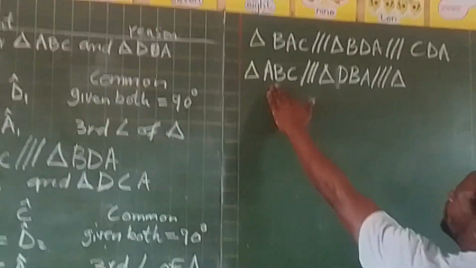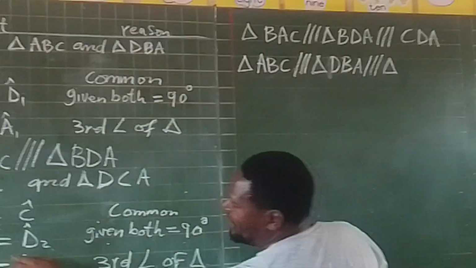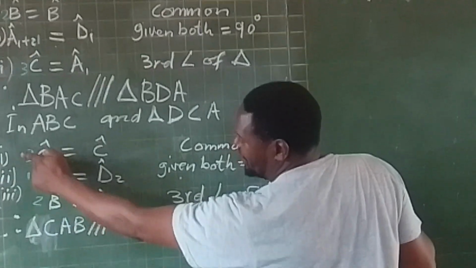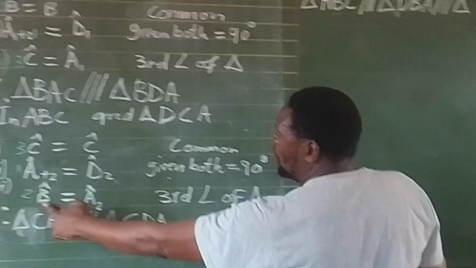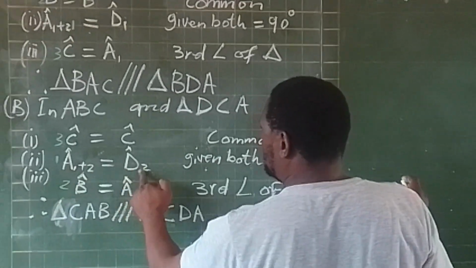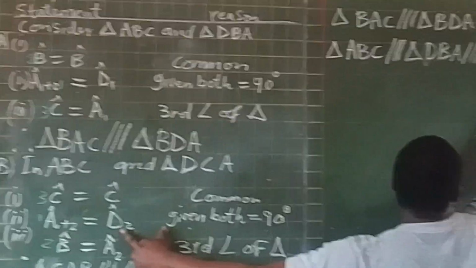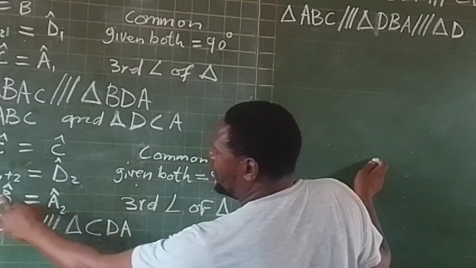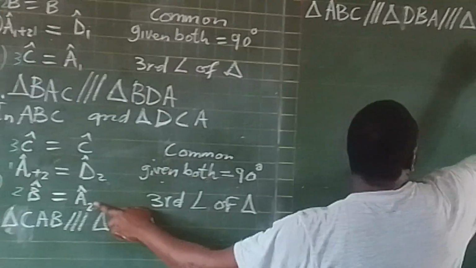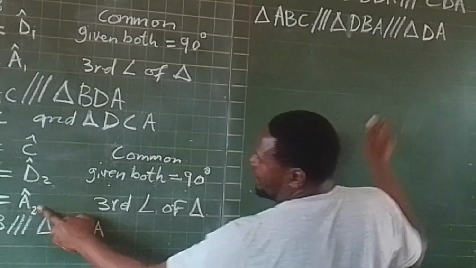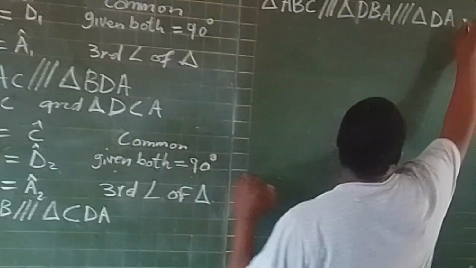I want it in the form of A, B, C. Here is my A, B, C. So my A is D. My B is A. And the last one is C.